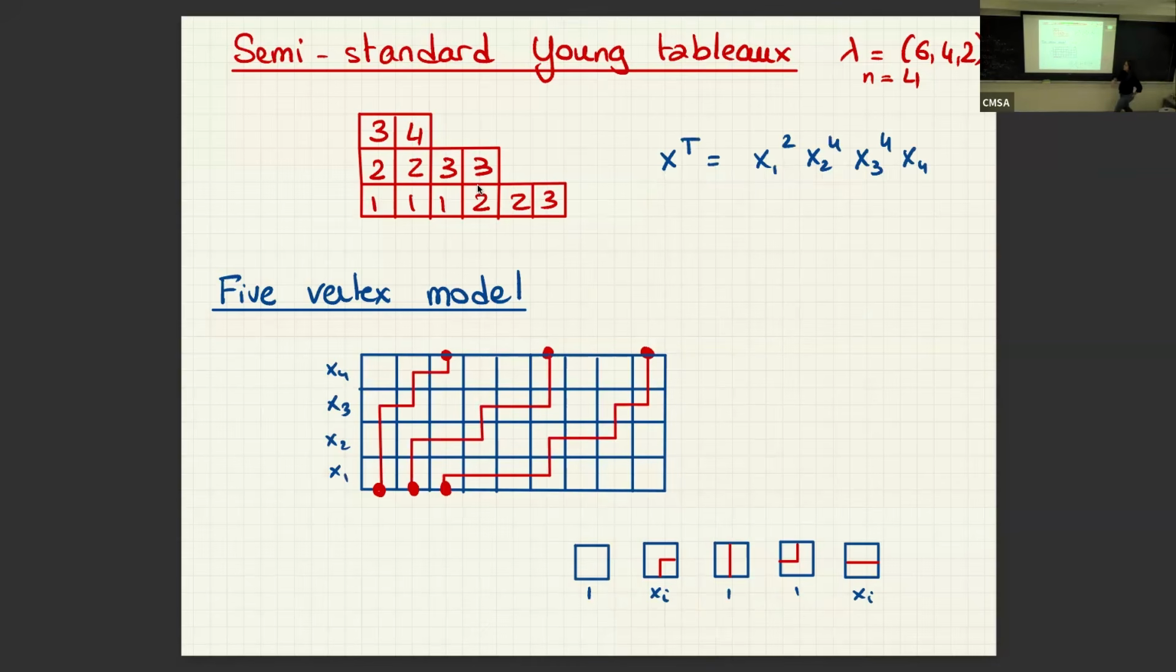Now I label my rows x_1, x_2, x_3, x_4, and I go from the tableau to the five-vertex model just by reading it row by row. So here I have 1, 1, 1, 2, 2, 3, so that means I do 1, 1, 1, 2, 2, 3. Then I do 2, 2, 3, 3, like that, and then I do 3 and 4. There's a one-to-one correspondence between these tableaux and these five-vertex models, where the shape lambda tells me exactly the arrival point.